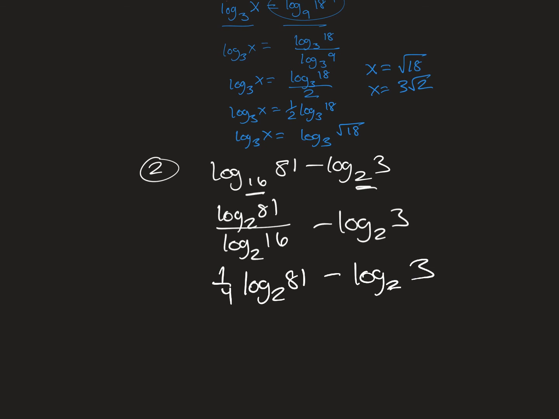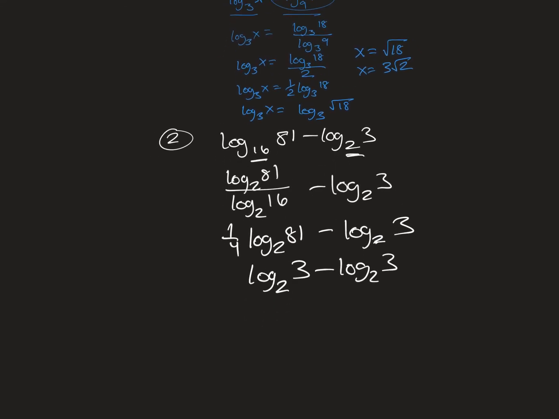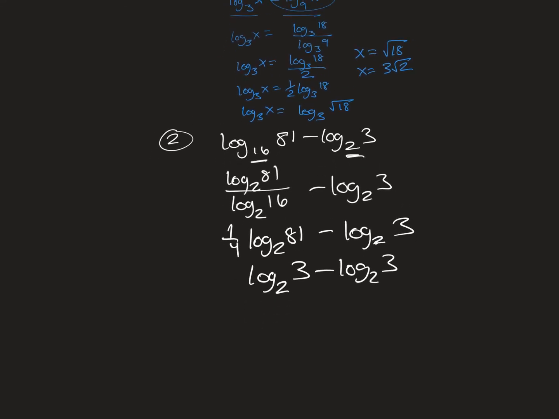And then let's bring the 1/4 up as an exponent. And the 4th root of 81 happens to be 3. Okay, so now, oh, interesting. I've got log base 2 of 3 minus log base 2 of 3, which is just 0. So change of base, very powerful. So don't forget that as part of your toolbox when you are solving problems involving logs.